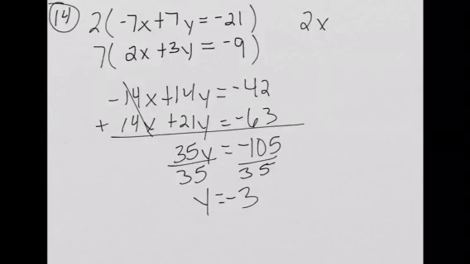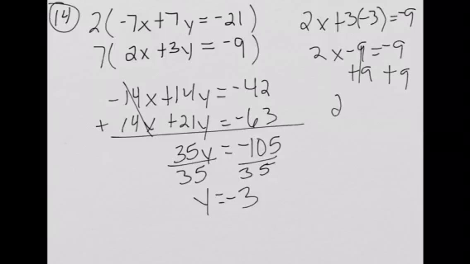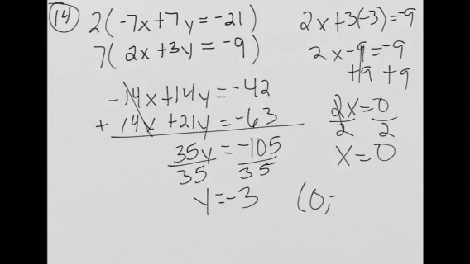So I get 2x plus 3 times negative 3, because that's what y is, equals negative 9. So that's 2x minus 9 equals negative 9. Add 9 to both sides. I get 2x equals 0. Divide by 2. And so we get x equals 0. So my solution to the system is (0, negative 3). And that's our answer for number 14.